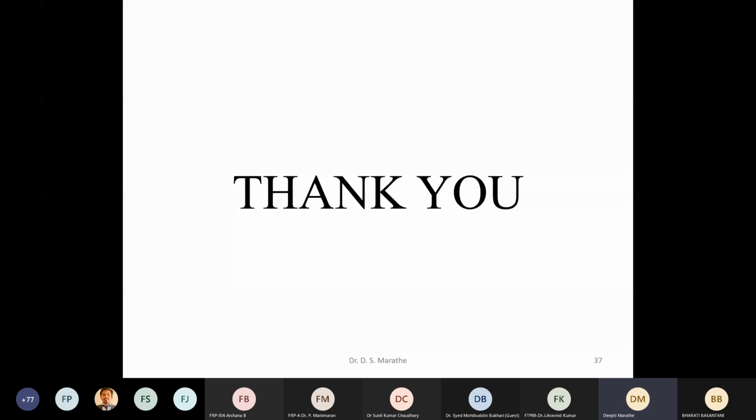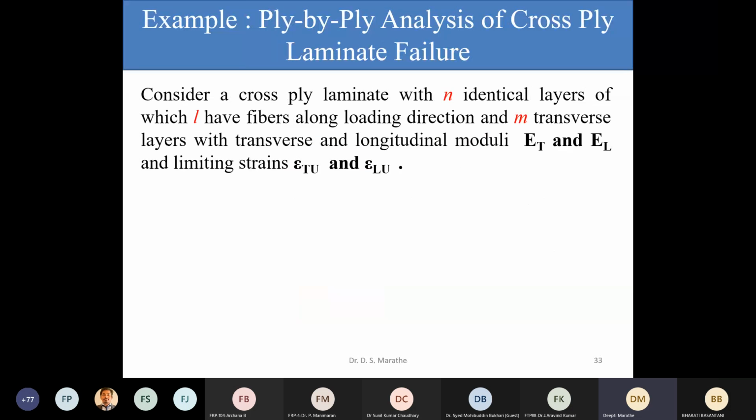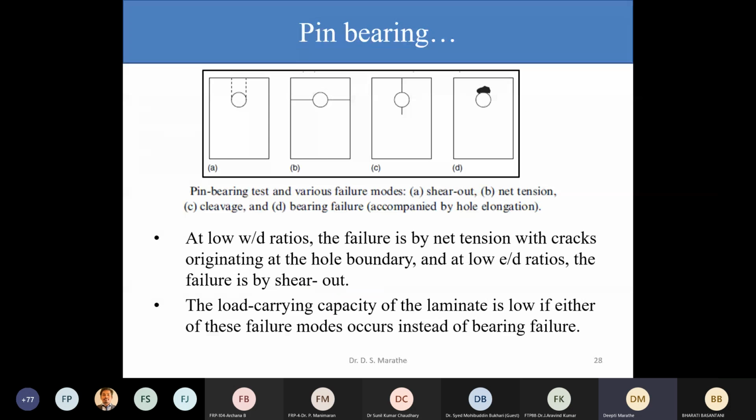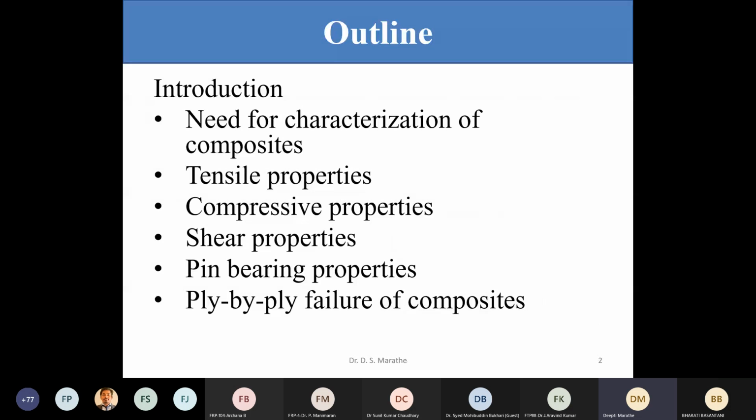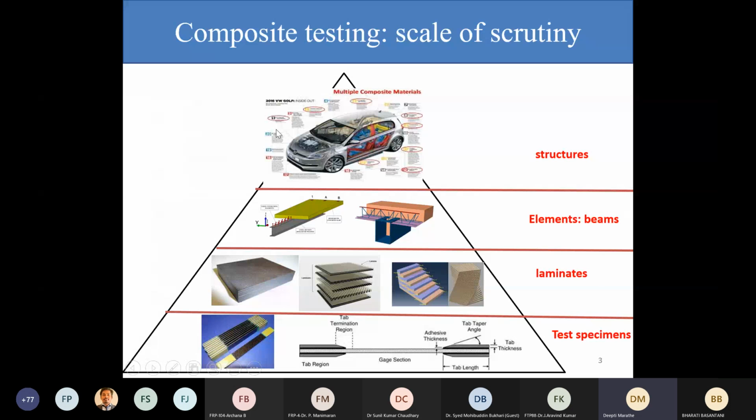So just a recap of what we have actually done in this lecture. If I just highlight what has been done, why do we need to characterize the composites? We need to characterize the composites because we need to find out E11, E22, G12 and mu12. These are found out by tensile tests.